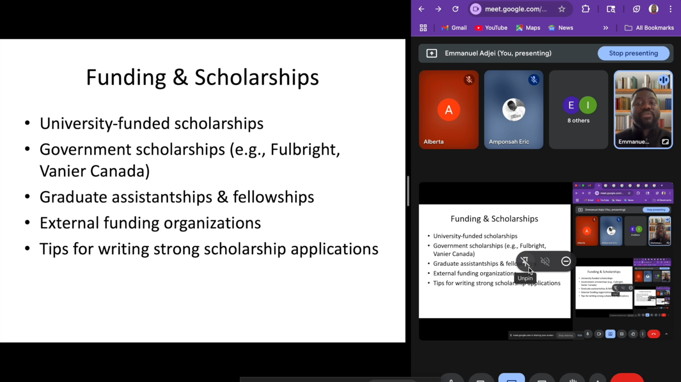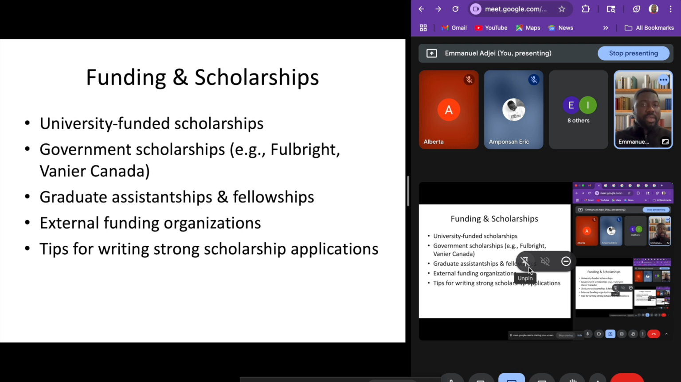Graduate assistantships and fellowships. So university funded scholarships that are administered by the university. This third one, graduate assistantships and fellowships. Now, this is where we kind of come back and think about what are the types of scholarships a university gives to its applicants. Most often, universities may have something called merit scholarship. Merit. It is based on your application packet.